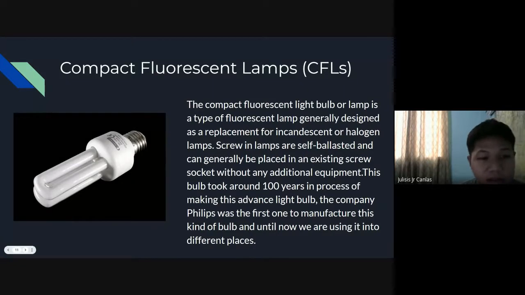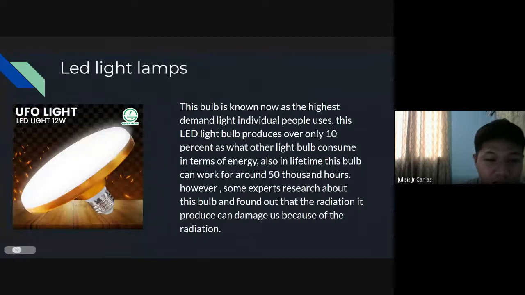Next one, this is the last one. LED light lamps. This bulb is now known as the highest demand light that individual people use.